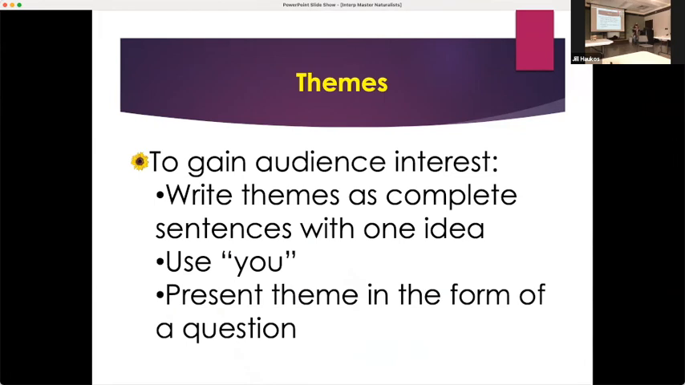The themes help the audience focus on what you want them to do and understand. It is important to use the word you in your themes, if you can, because that's another way to connect your audience to your resource. It's also a great idea to form the theme in the form of a question.